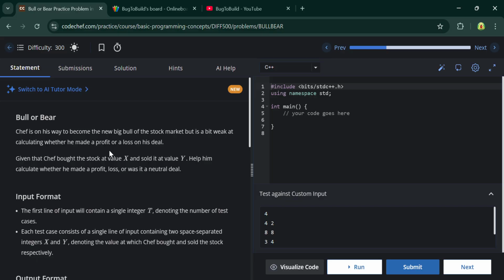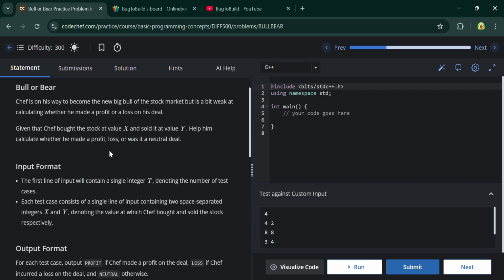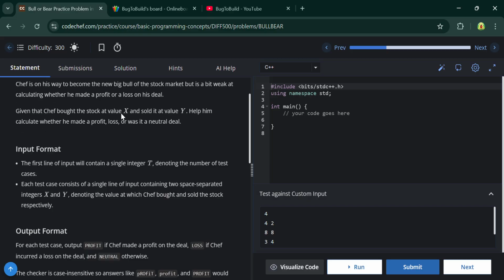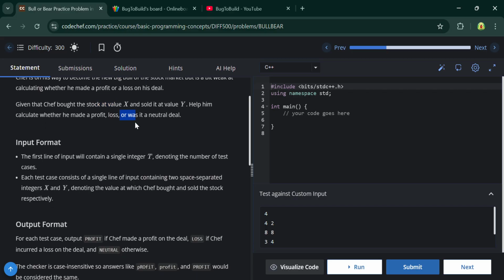So here is a Chef who becomes a new big bull of the stock market, but he is a bit weak in calculating. So you just have to check whether he was in profit or loss. Given that Chef bought a stock at value X and sold it at Y, help him calculate whether he made a profit or loss. You just have to check whether he made a profit, a loss, or it was a neutral deal.